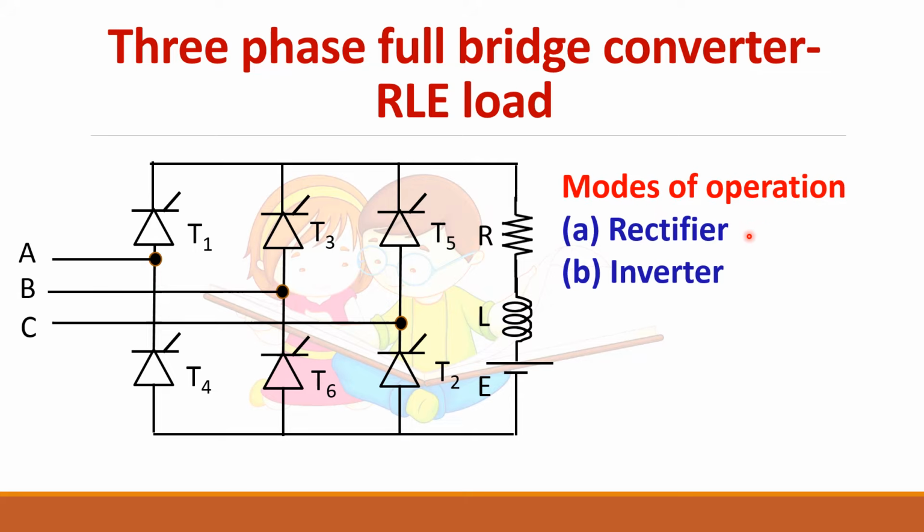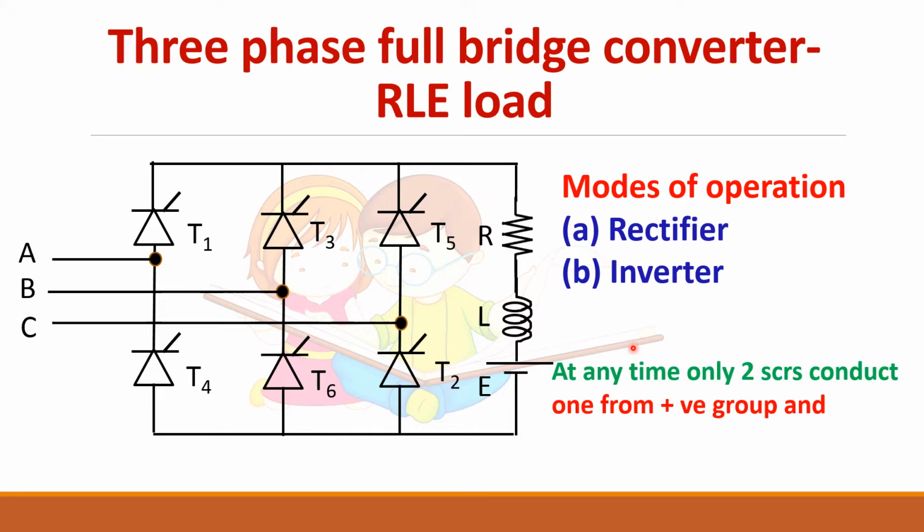In rectifier mode, the average output voltage will be positive, whereas in inverter mode, the average output voltage will be negative. And in rectifier mode, power flows from the AC source to the load, and in inverter mode, power flows from the DC source to the AC source. And in this bridge rectifier, at any time only 2 devices will conduct, one from the positive group, that is the upper device, and one from the lower group, so that current always flows through the load.